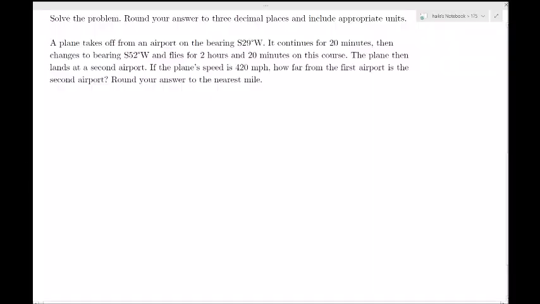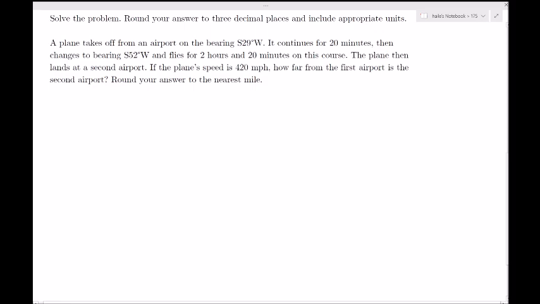For this problem, we have a plane that takes off from an airport on the bearing south 29 degrees west. It continues for 20 minutes, then changes to a bearing of south 52 degrees west and flies for 2 hours and 20 minutes on this course. The plane then lands at a second airport. If the plane's speed is 420 miles per hour, how far from the first airport is the second airport? And we want to round our answer to the nearest mile.